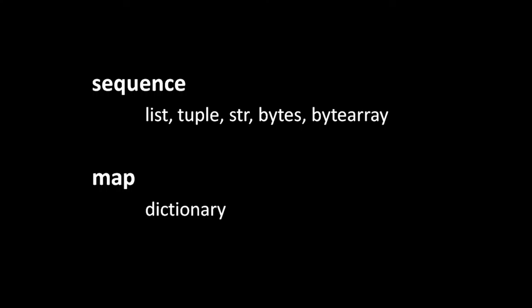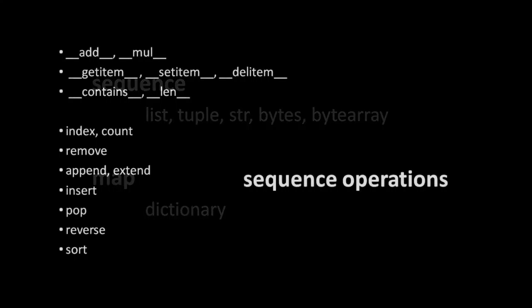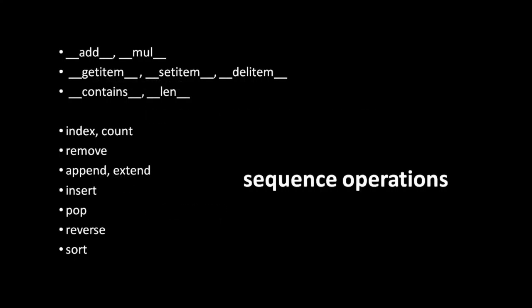What the real significance of these two terms, sequence and map, come down to is that they define, for some broad set of types, a common set of operations. Broadly speaking, all sequence types will have the operations A, B, and C, and all map types will have the operations X, Y, and Z. So, looking first at sequence types, these are the operations which pretty much all Python sequence types will have, with the caveat that immutable sequences will be missing some of these operations for the obvious reasons that some operations will modify the sequence, and obviously those can't apply to the immutable sequence types.